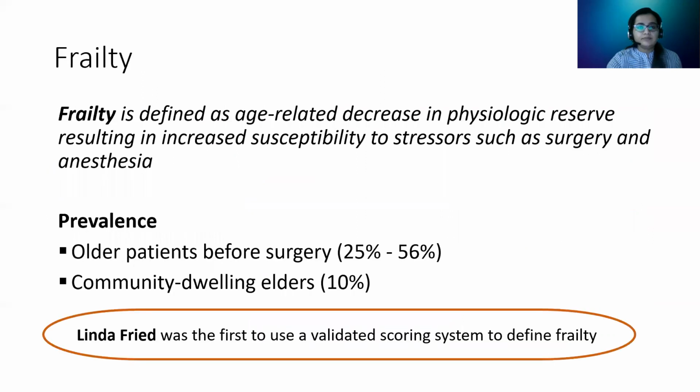Coming to frailty. It is the most important parameter to be assessed in geriatric patients. It is defined as age-related decrease in physiologic reserve, resulting in increased susceptibility to stressors such as surgery and anesthesia. Frailty has been seen in 25 to 56% of older patients posted for surgery and in 10% of community dwelling elders. Linda Fried was the first to use a validated scoring system to define frailty.